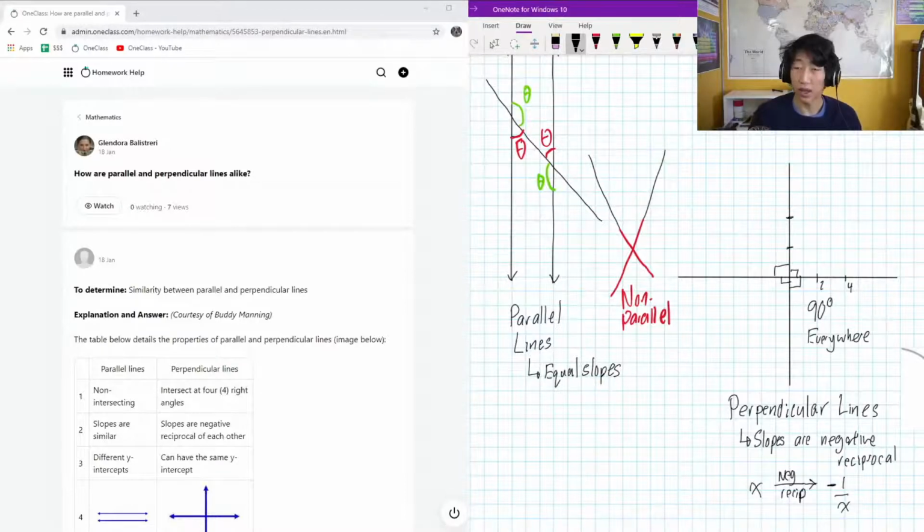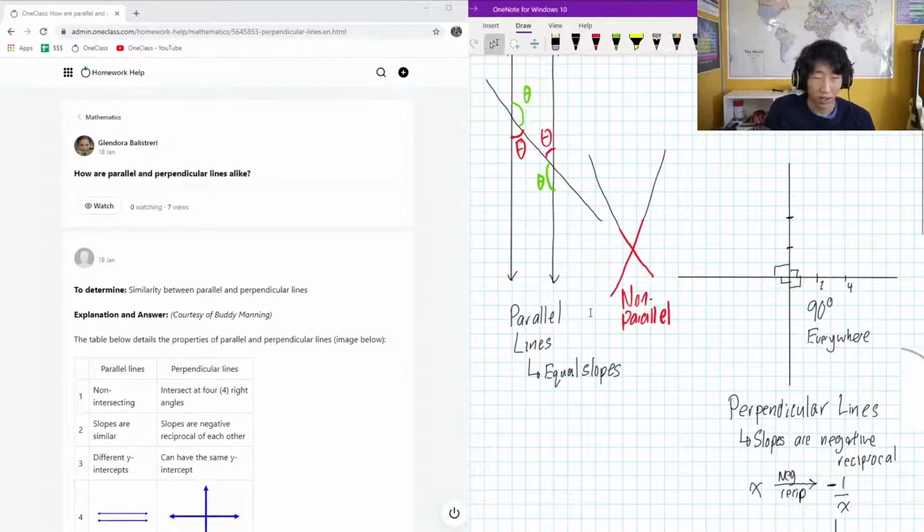And any two lines that have slopes that are negative reciprocals of each other, never say that they're not perpendicular. They have to be perpendicular if their slopes are negative reciprocals of each other. But for parallel, they have to be precisely the same. Even if they're off by just a little bit, it's not parallel. They have to be precisely the same.